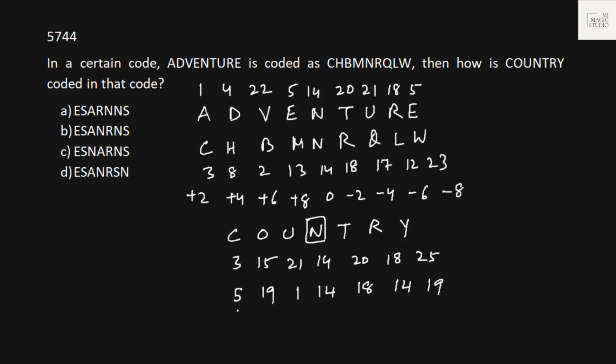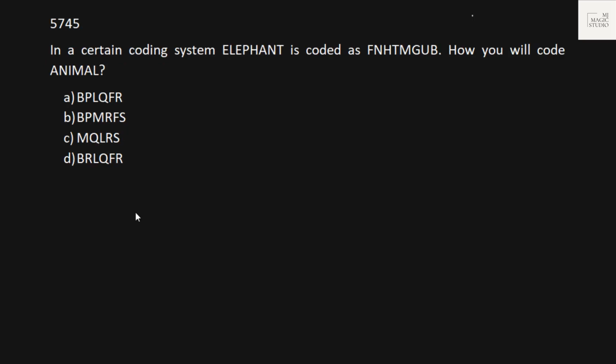So let me check. 5 is E, then S, A, ESA. Okay, 14 is N, ESAN. 18 is R, then N, S, ESAN, RNS. Option B is the pick. Okay, on to the next one.